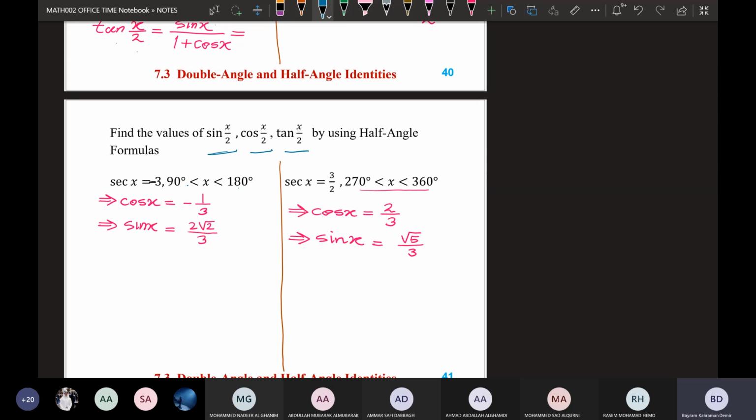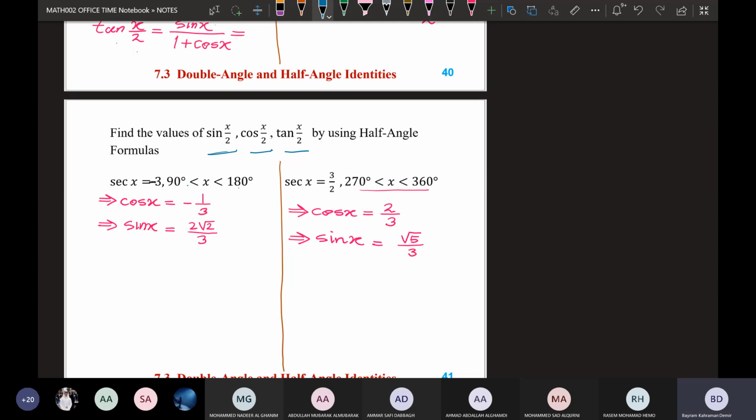So cosine is 1 over secant, so it is -1 over 3. And then you can calculate the sine x as a positive number, 2 root 2 over 3. You can sketch a triangle, right, Shabab, to calculate the sine x. And also similarly, in the second question, cosine x is 2 over 3 and sine x is root 5 over 3, Shabab.